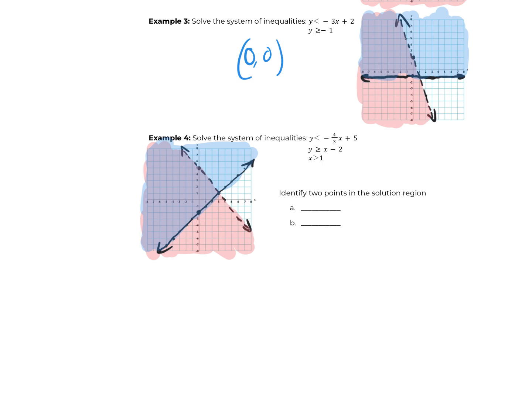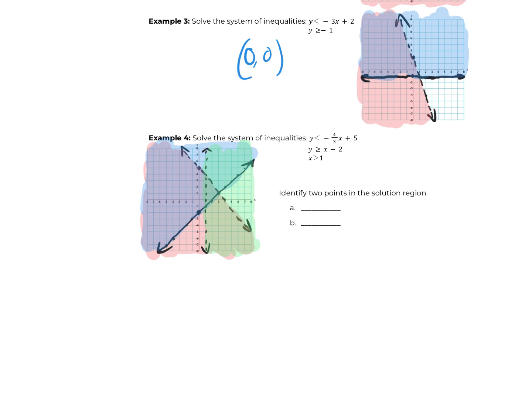The last thing here, x is greater than 1. All right, so an x value of 1 is where we're going to start. And it's going to be all x values greater than 1. So we're going to have a dashed line going up and down this x value of 1. And everything is going to be to the right of that region. So our solution set is just that small little triangle.